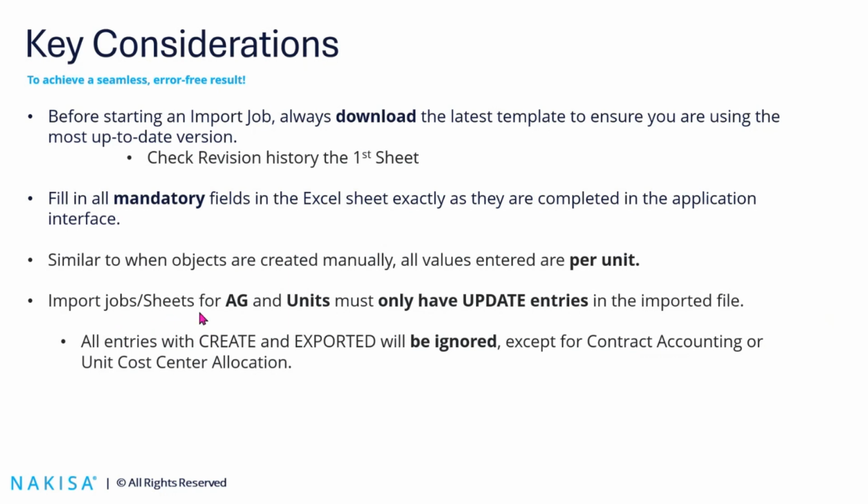Next is that the import job sheets for accounting, activation group and the units I'll show you this on the Excel file as well. The only option that you can have is update entries. When you're creating the consolidated file, there are different tabs for master agreement, contracts, lease component, AGs, and units. What I'm explaining is that when you are populating the data on the AG and units, the first column, called Excel ID, is the create operation, meaning are you creating, updating, or exporting? In this case, these two sheets or objects will always have to be update entries, except on the contract accounting page of the AG and the unit cost center allocation. So I'll show you the UI.